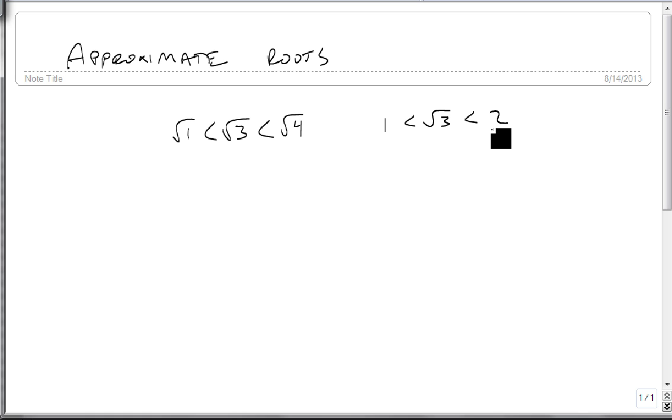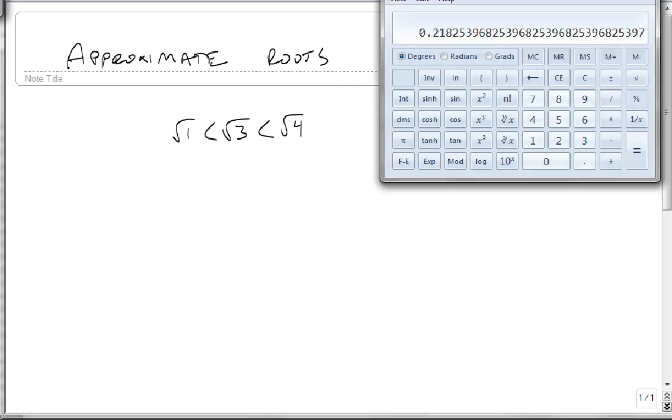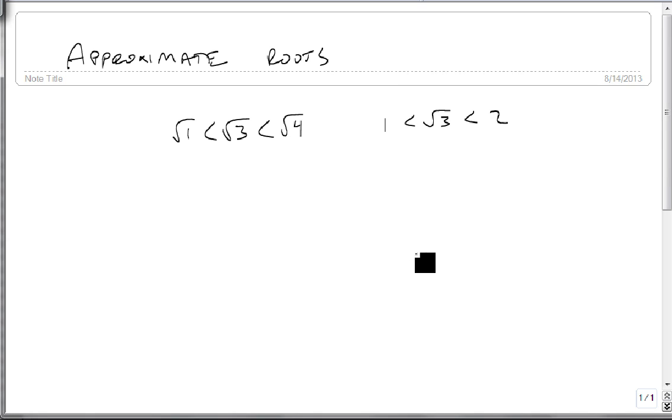And to get a little bit farther than that, 3 is closer to 4 than it is to 1, so it should be closer to 2 than it is to 1. So let's get our calculator and let's see. We're going to take 3 and take the square root of it. 1.73. So our approximation of 1.73 is right, and that's between 1 and 2. So it works. We know roughly where it's at. A little more than 1.5, not quite 2. But it's in there.